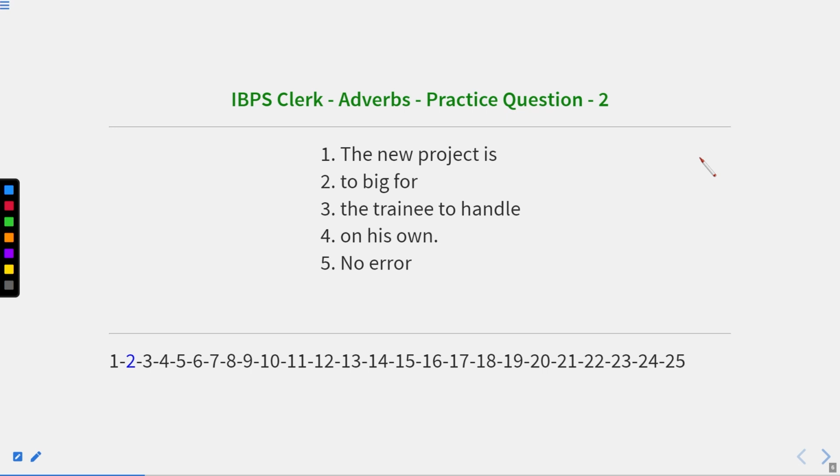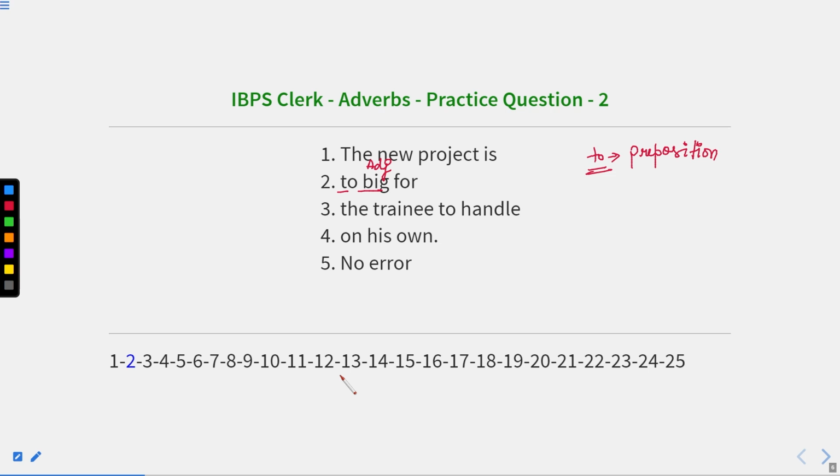The new project is too big for the trainee to handle on his own. Now big is actually an adjective, and an adjective can be qualified by an adverb only. Now if it is written the new project is too big, this to is a preposition. To is a preposition that indicates the direction of somewhere, but here this to is of no use. So this to does not fit in this sentence.